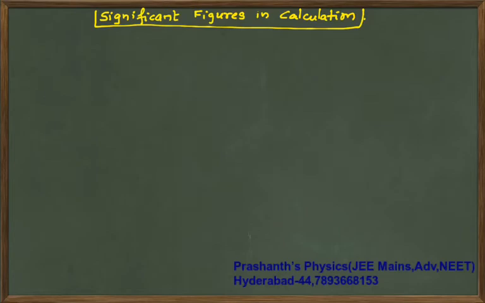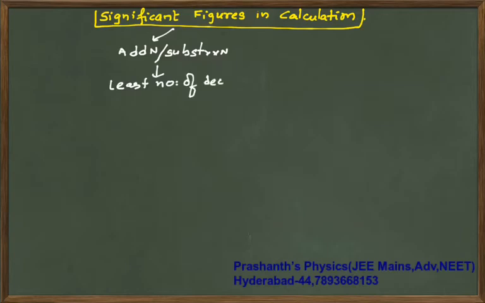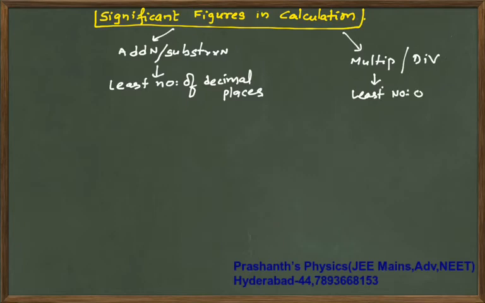Okay. So now in calculation in this sense, for addition and subtraction, we look at the least number of decimal places. And in multiplication and division, we'll be looking at the least number of significant figures.